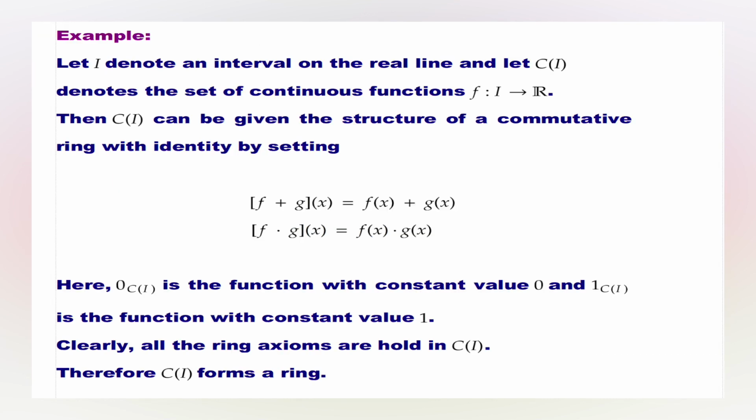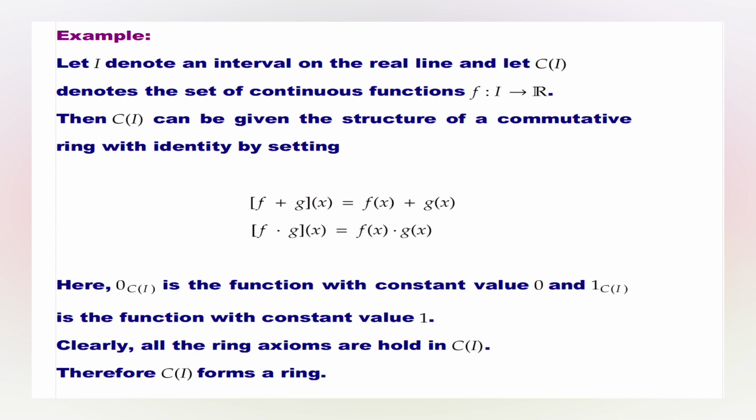Let us see the example here. Let I denote an interval on the real line and let C(I) denote the set of continuous functions f from I to R. Then C(I) can be given the structure of a commutative ring with identity by setting (f + g)(x) is equal to f(x) + g(x), and (f · g)(x) is equal to f(x) · g(x).